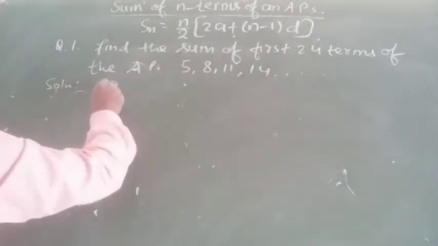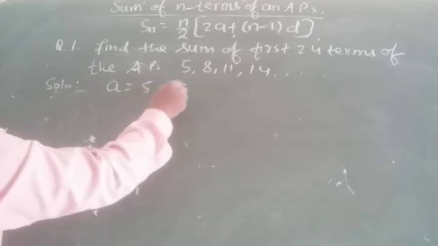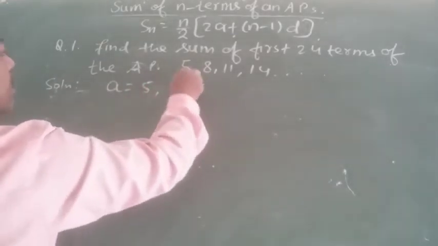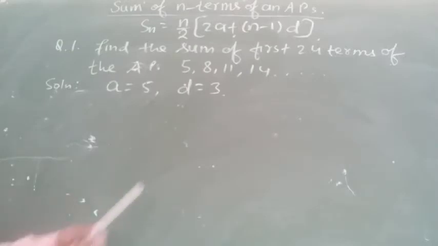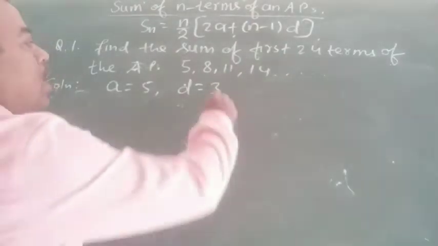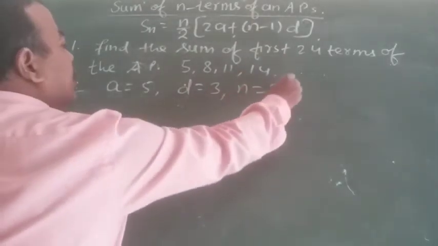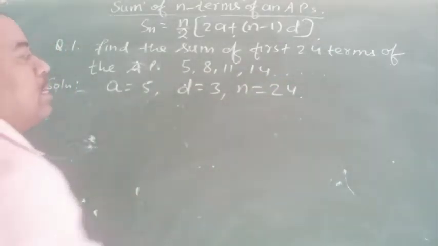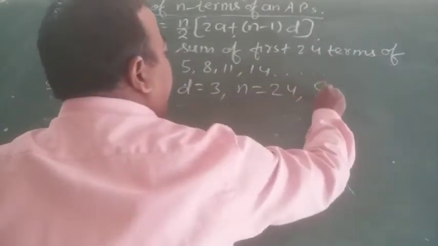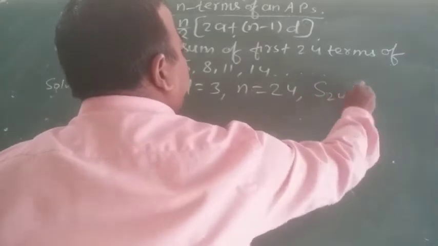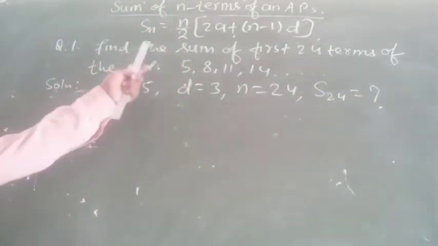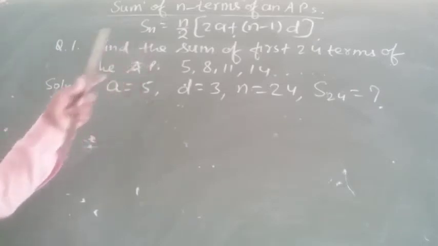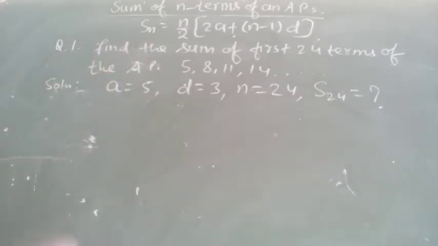Your first term is 5, and the common difference is 8 minus 5, which is 3. How many terms do you want? 24 terms, so n equals 24, just put that. What I want is Sn, that is S24, the sum of 24 terms. Sn means n value 24, so the sum will be S24. Now go through the formula.